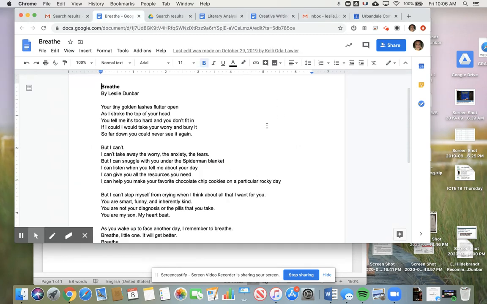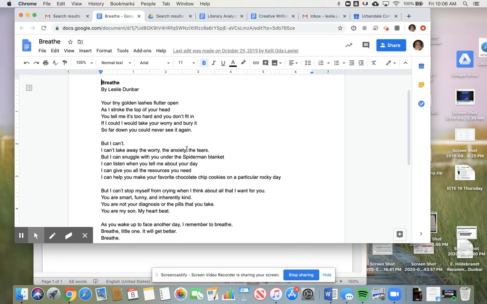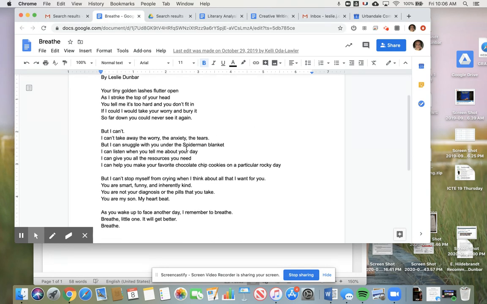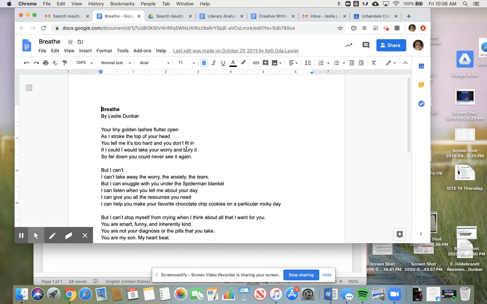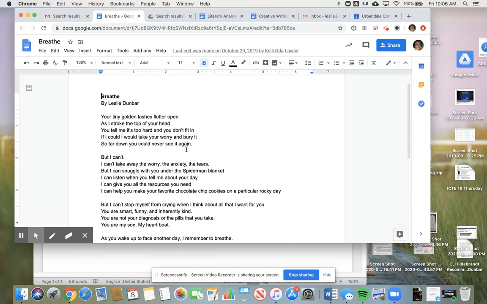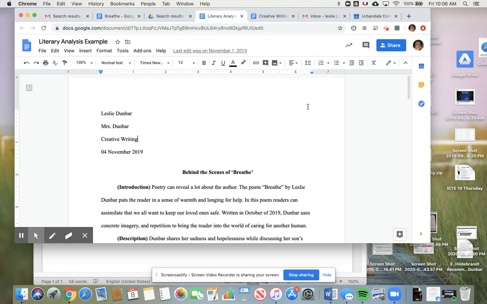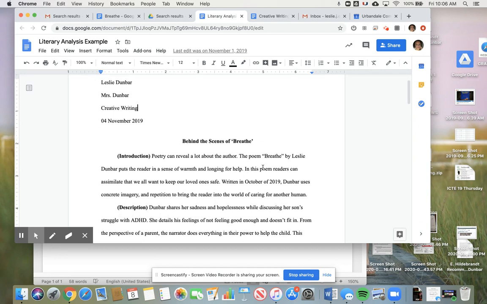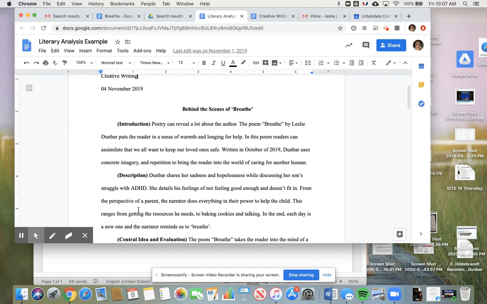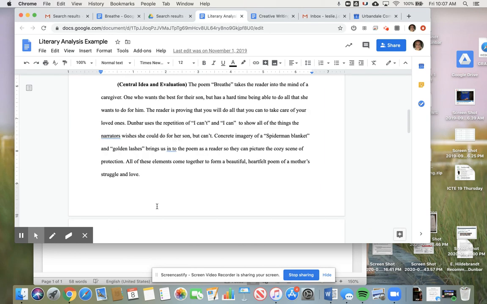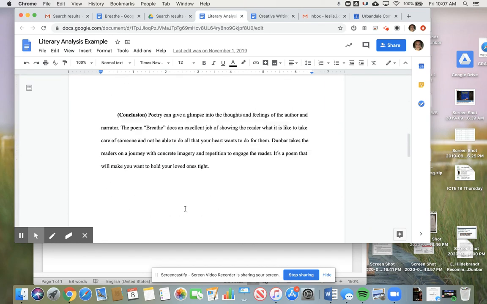So this is the poem that I'm analyzing. Yes, it's the one I wrote. So it makes it a little bit easier. And so I kind of have this open while I'm looking at the literary analysis as I had written it. So this is my example. You'll see over here I have my MLA format. I have a title, Behind the Scenes of Breathe. And then I have broken down each part of your analysis so you can see what one would look like.